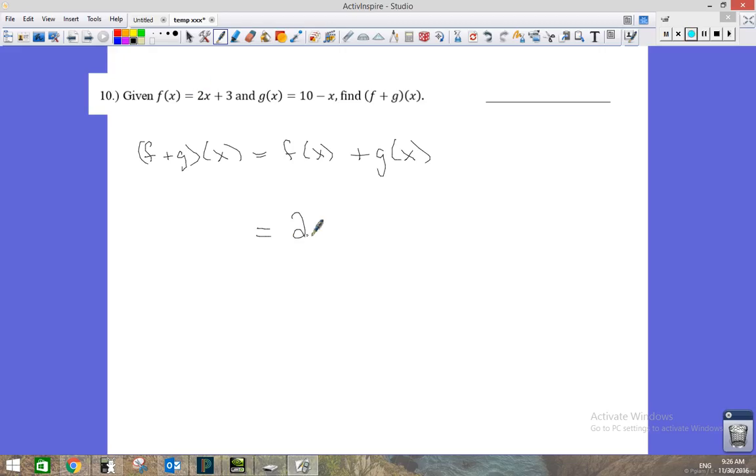So f is 2x plus 3. G is 10 minus x. So we just combine like terms. We've got 2x minus 1x is just 1x. And we've got 3 plus 10, which is 13. So this new function is equal to x plus 13, right?